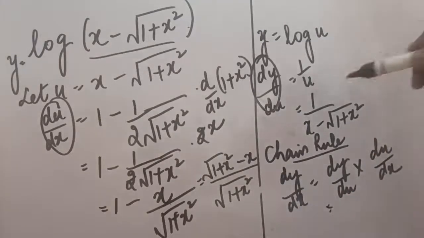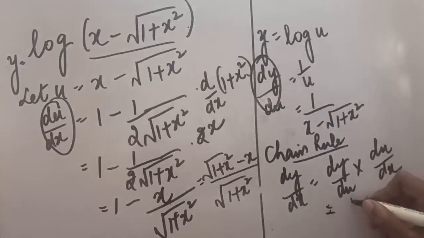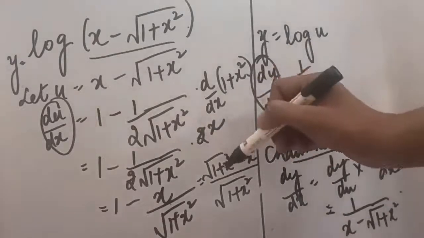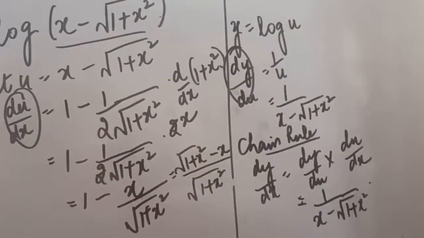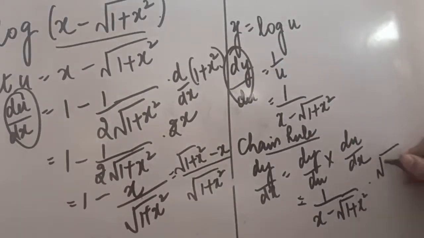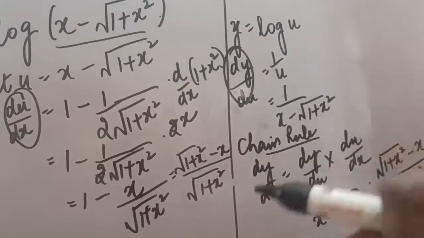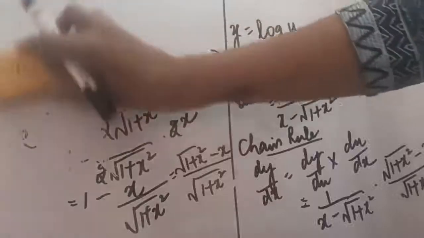What is dy upon du? This was 1 divided by x minus under root 1 plus x square. Correct? Du upon dx, this was our du upon dx. So this is root 1 plus x square minus x divided by root 1 plus x square. So now if you observe here, these two are same, only this x has to come in the front and the signs will go opposite. So ultimately, if I just make this little opposite, I can delete these two.